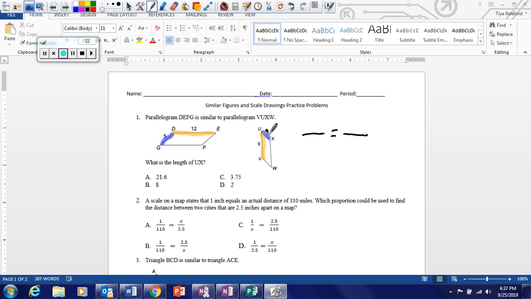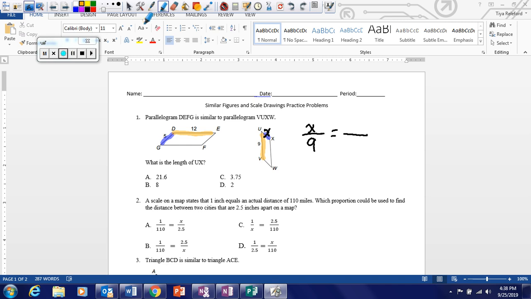And I'm going to name this side X because that's what we're looking for, the length of U to X. So the way I always do it, I start with what I don't know. I'm looking for X, and in that shape where X lives, there's another number I'm going to use. The other number I'm going to use, the only other one there, is 9. So once I get that set up, that's half of my proportion.